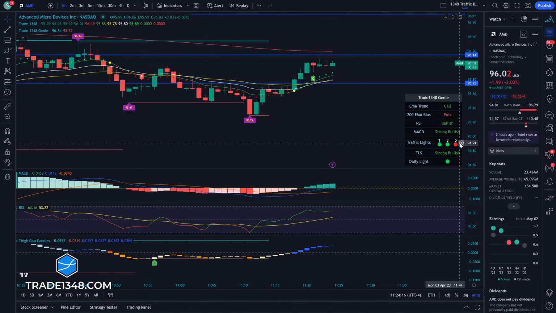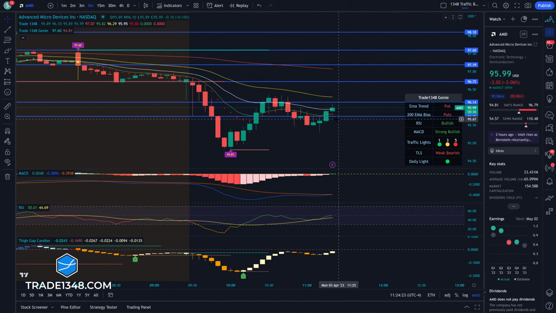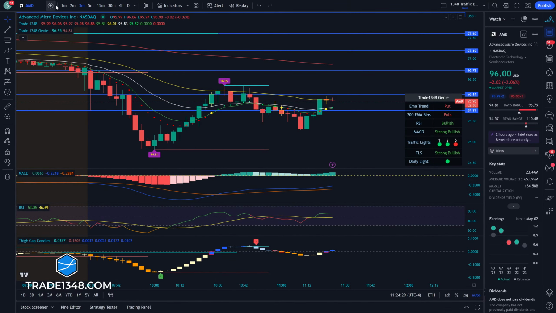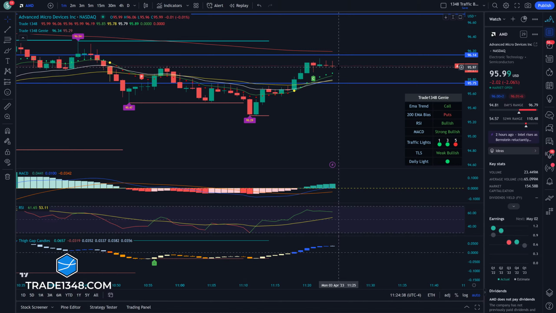This is fun. So the 1 and 3 are now green. The 5 is still in disagreement. Let's see what's happening on the 5. The 5 trying to go green as well. Wait, the 3 is flashing a signal. All right, there you go, to the upside. Let's see. You do have some consolidation here on the 1 minute. I probably would just secure that bag right there, right?